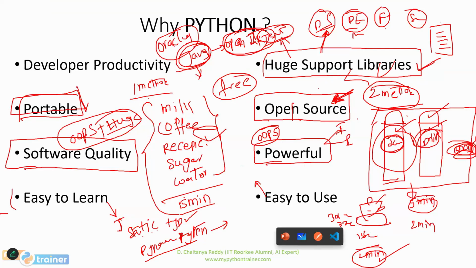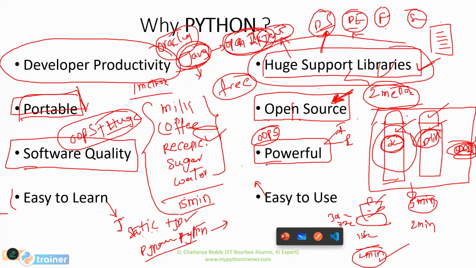So these are the many advantages for which we choose Python. The most popular reasons are developer productivity and Python libraries. These are very important reasons why many people are choosing Python. Of course, it's easy to learn and easy to write. There is no doubt about it.